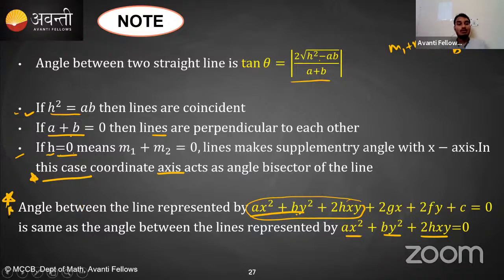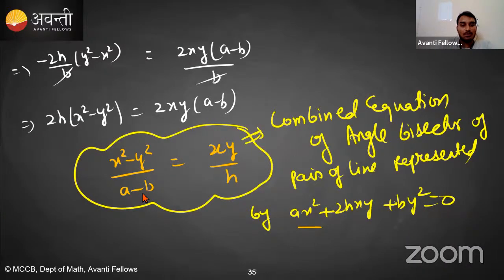And this was a very important thing. I said that the angle between the lines represented by the general equation is the same as the angle between the lines represented by the homogeneous equation of degree 2. That is the very important part. Clear? Okay. And then last but not least, we derived the combined equation of the angle bisectors between two lines. This is x square minus y square upon a minus b equal to xy upon h.